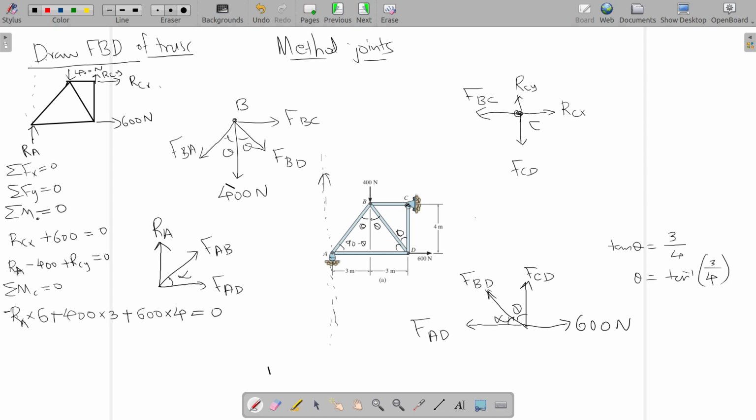Once you have RA, you can calculate RCY, RCX you already know. So this is known, this is known. FBC and FCD can be calculated. RA is known, FAB and FAD can be calculated. Once these are known, you have a small number of unknowns in other equations which you can calculate very easily.